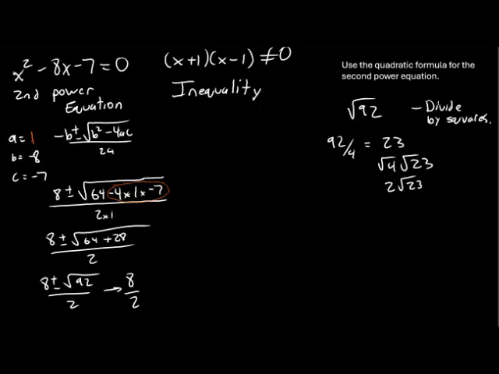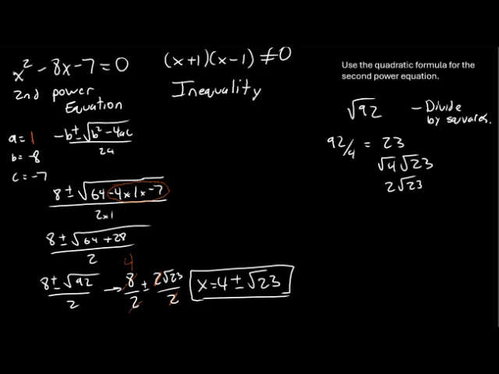When we split our fraction, we'll have 8 over 2 plus or minus 2 square root 23 divided by 2. If we cancel our 8 with our 2, we will end up with 4. And then the 2 in front of the root and the 2 on the bottom will cancel out directly. And so our solutions will be x equals 4 plus or minus square root 23.